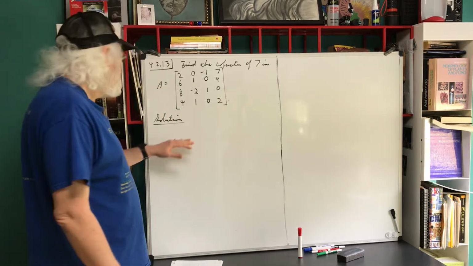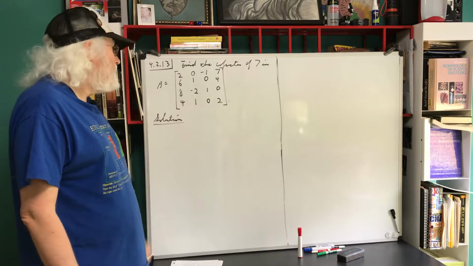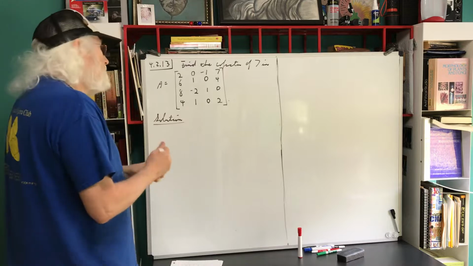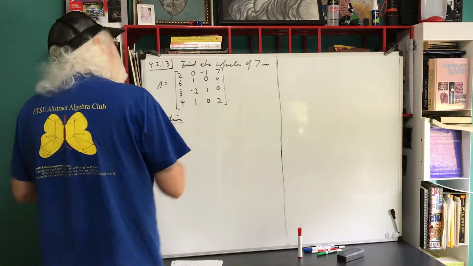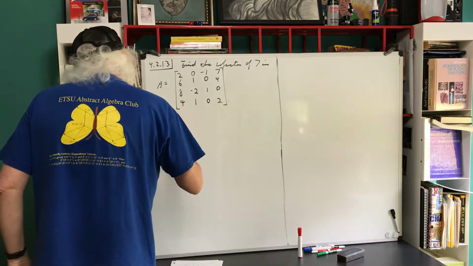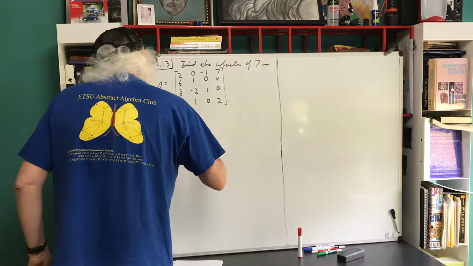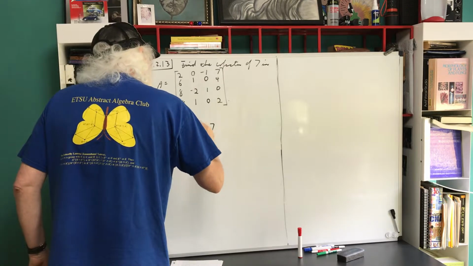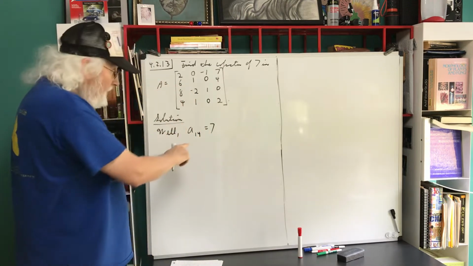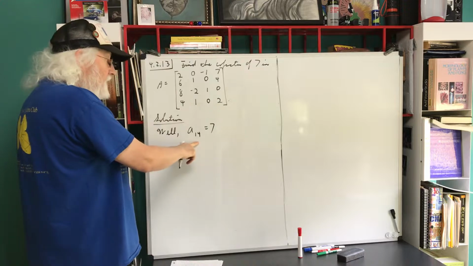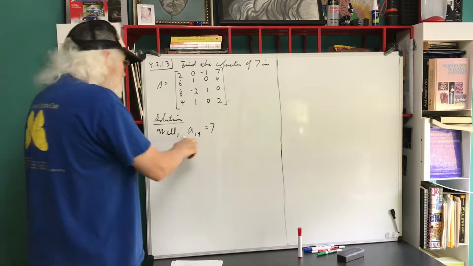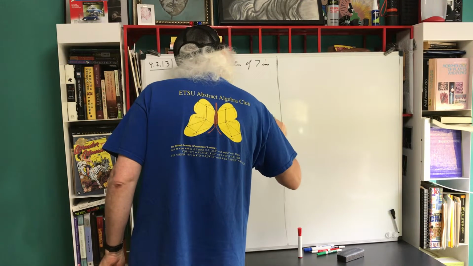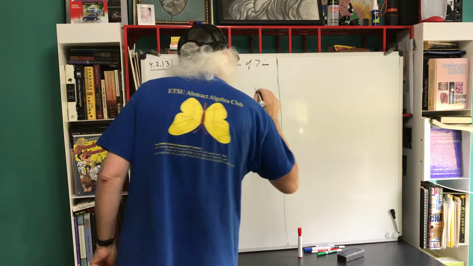Okay, exercise 4.2.13. Find the cofactor of 7 in this 4x4 matrix. Cofactor. Well, here's the 7, so where's that? A sub what equals 7? First row, fourth column, so it's the A14 entry. First row, fourth column. So the question is, we need the cofactor A sub 14 prime.